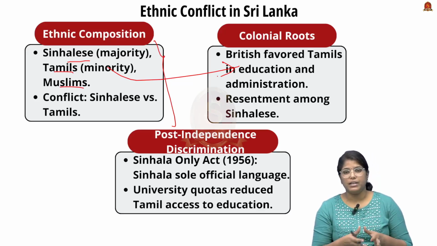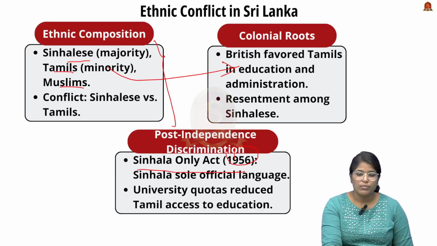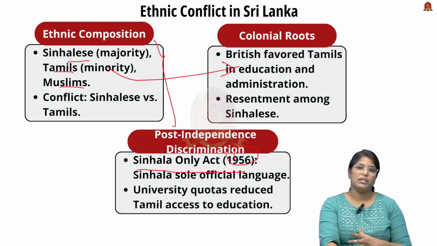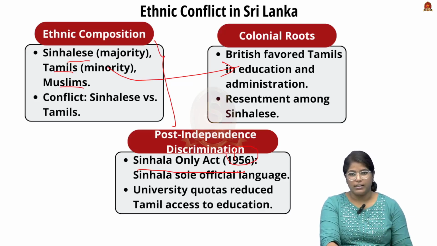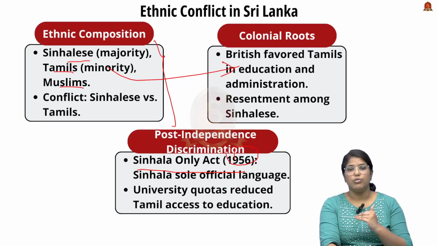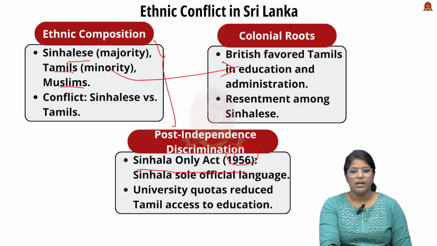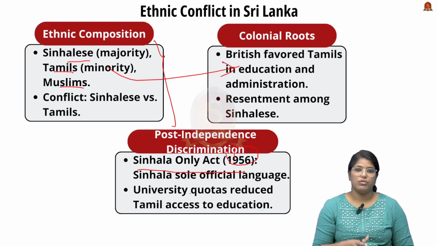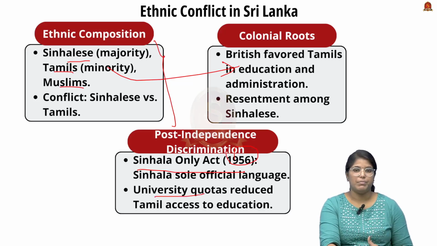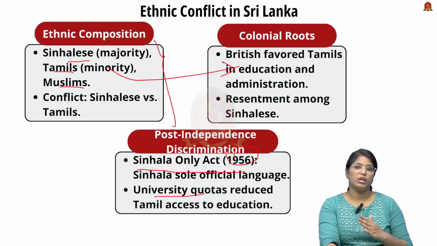What happened after the independence of Sri Lanka is that in 1956, a particular act called the Sinhalese Only Act was passed. This Act says that Sinhalese will be the official language of the country. This act affected the minority Tamil people who were enjoying equal rights before independence. This is the actual root cause of the ethnic conflict in Sri Lanka. Apart from this, the university quota for Tamil people was also restricted, which hindered the population from going to higher studies.